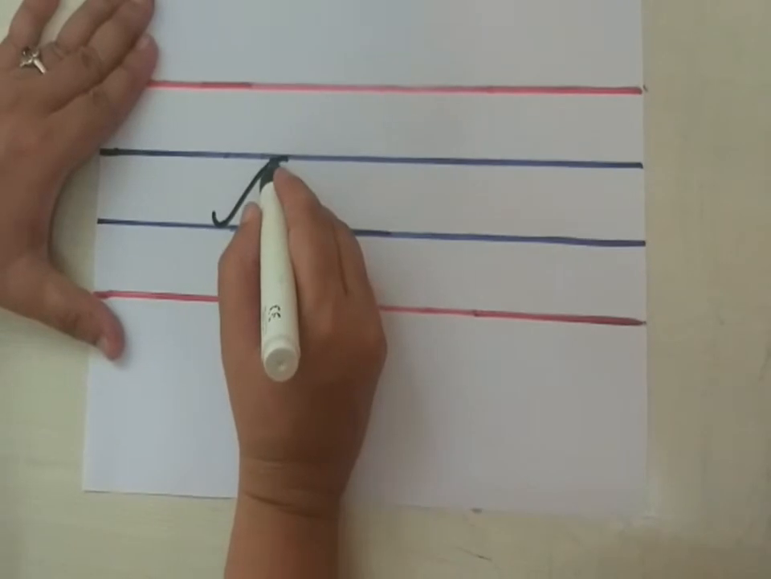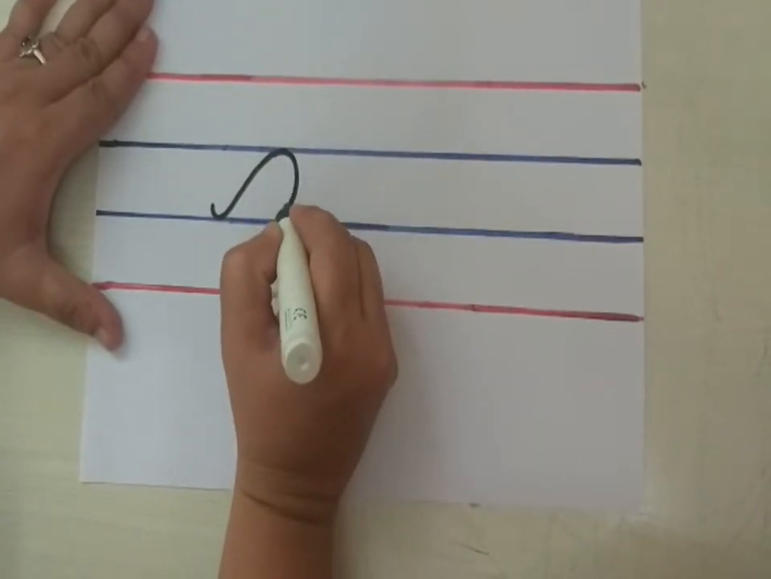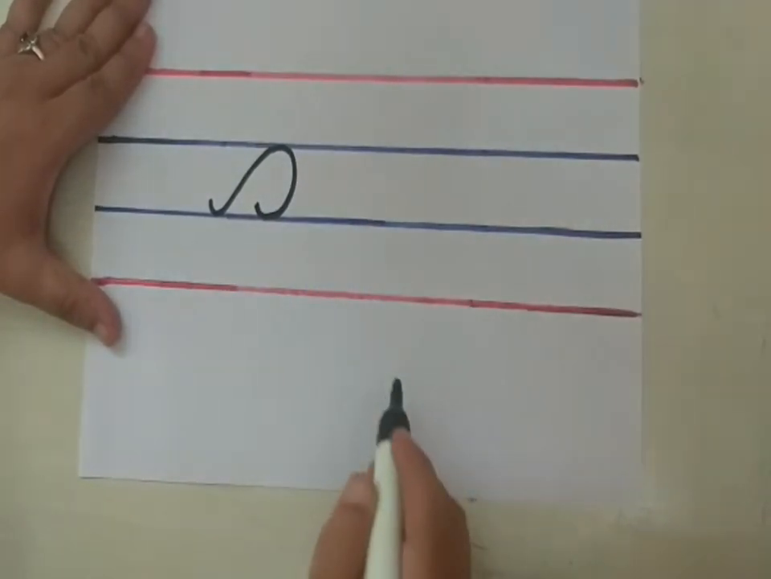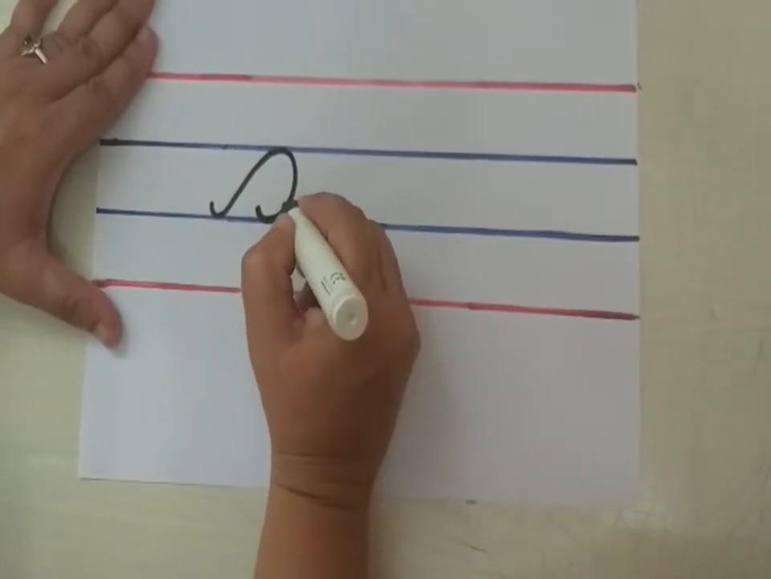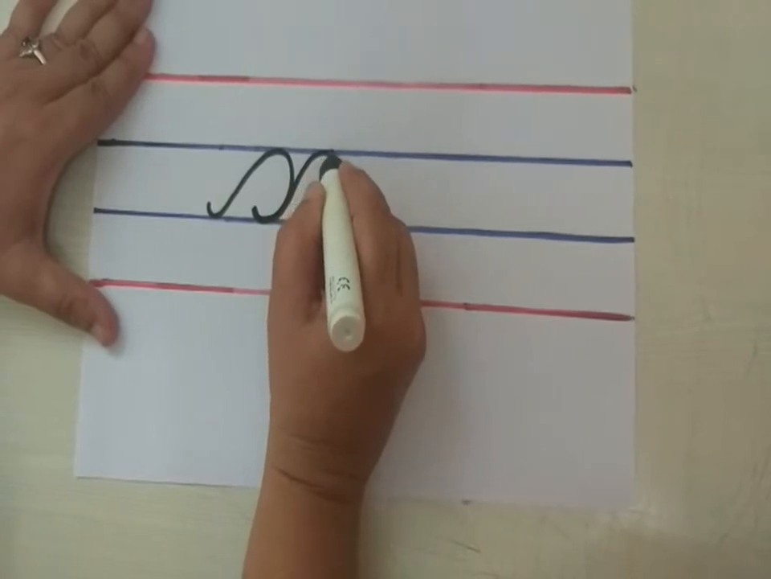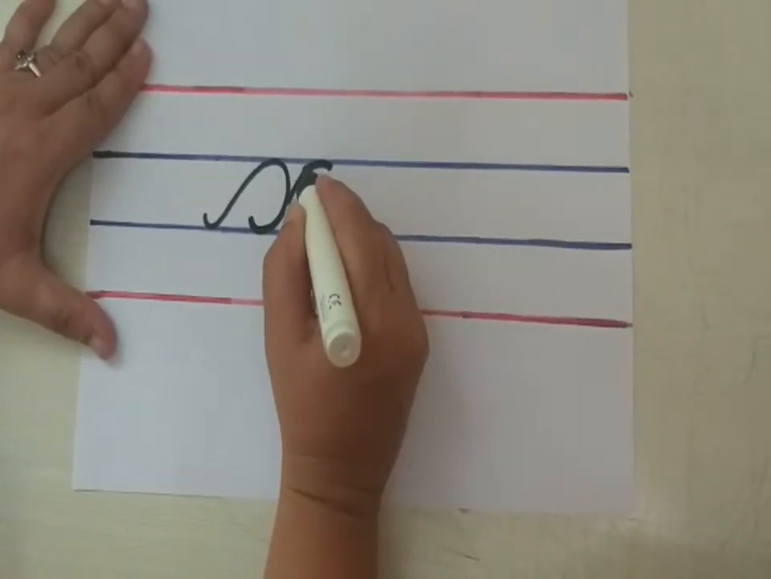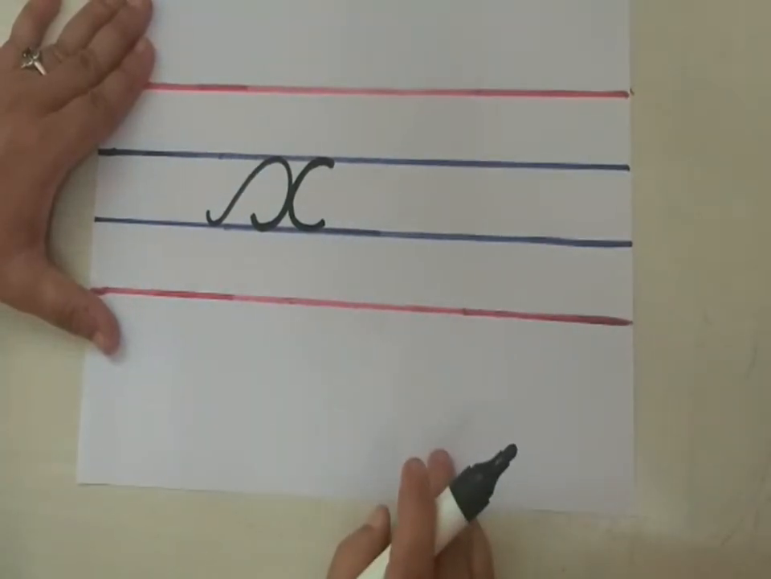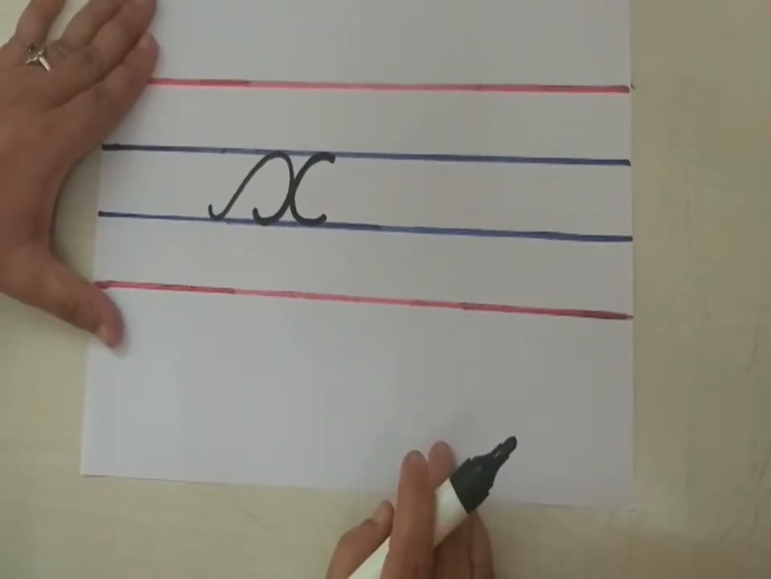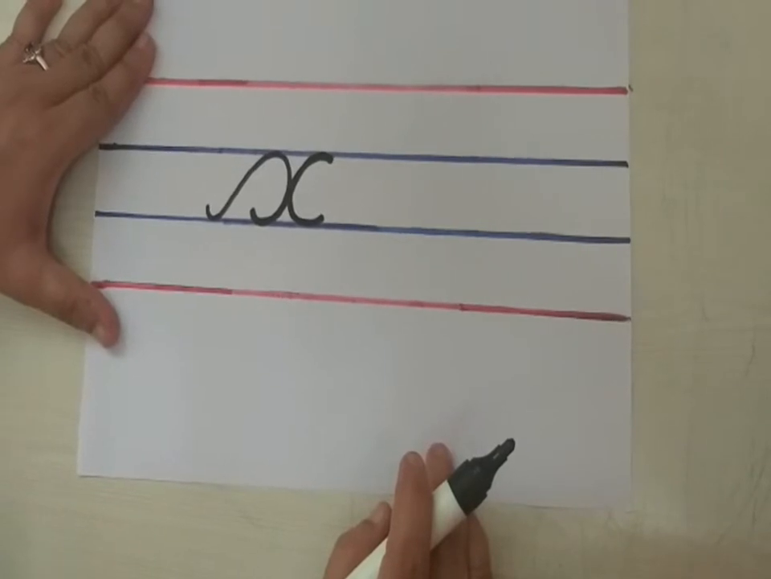Now children, here you have to do a half curve. Okay, half curve. Now again from here down you have to go up to the second blue line. Again come down to the third blue line. Like C you have to do, children. This is small cursive X. Small cursive X. Shall we write once again?